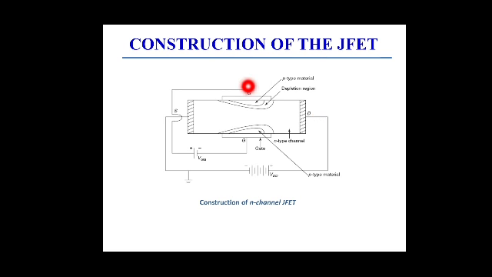Next we are having gate here. This gate will try to control the channel width. By controlling the channel width, it will control the output current. Okay, so this is about JFET.